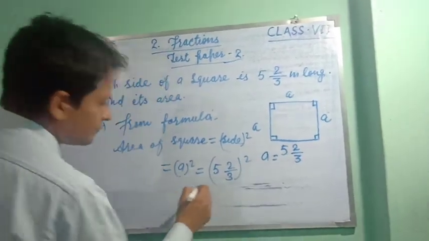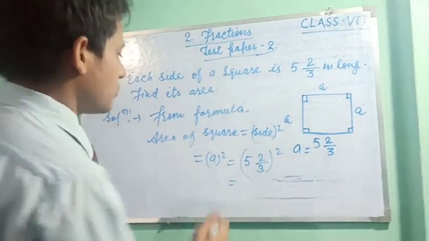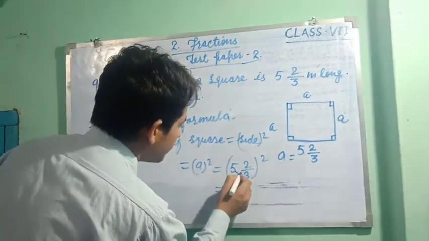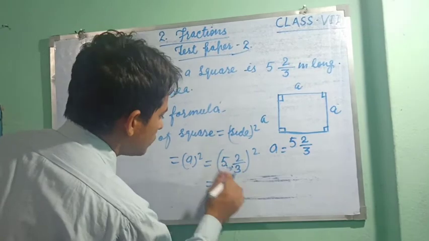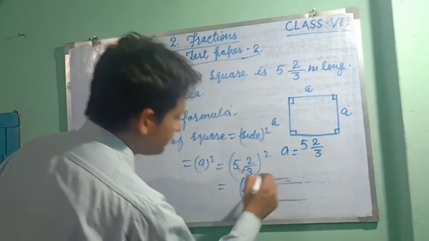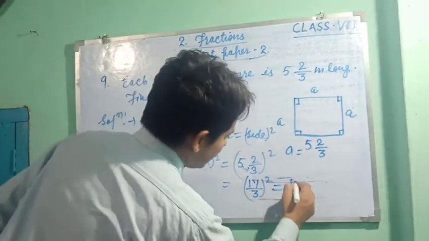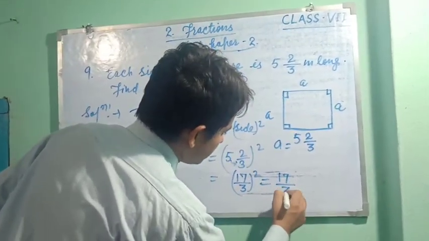Now see how to solve this question. First of all, change this mixed fraction into an improper fraction. That means we multiply 5 by 3, which is 15, and 15 plus 2 is 17. So we get 17/3 raised to power 2. We have learned about the concept of power. This can be written as 2 times.